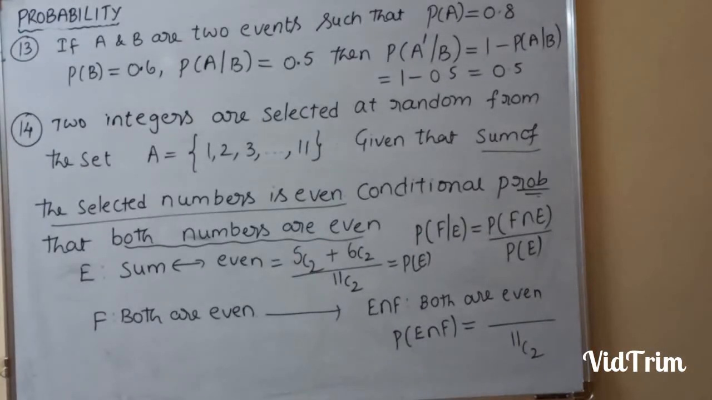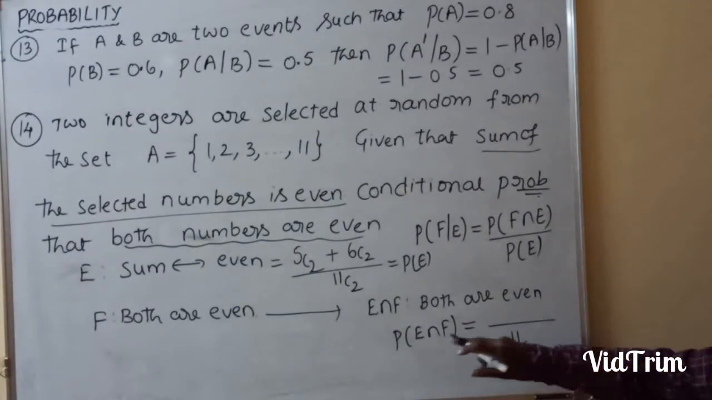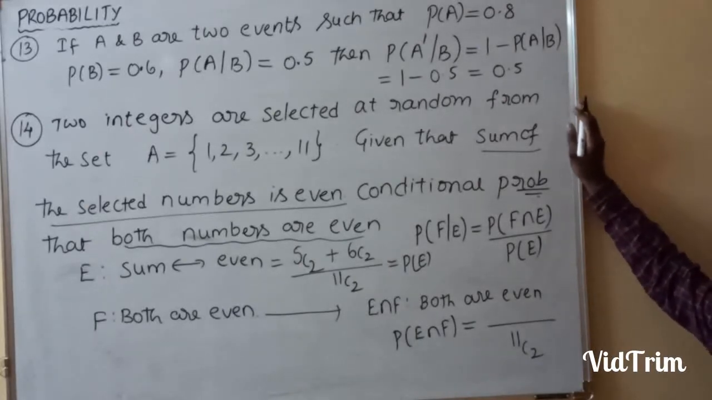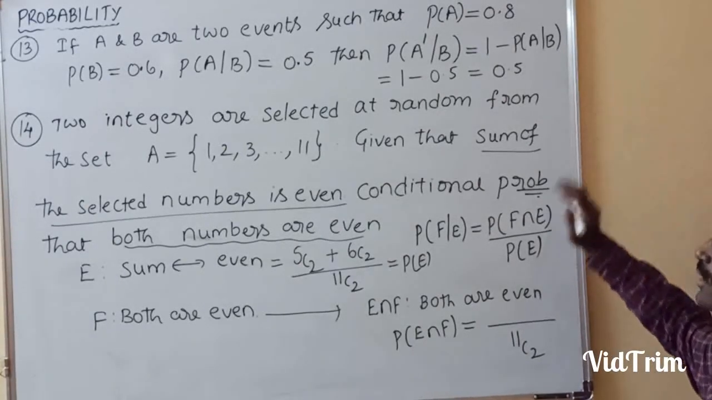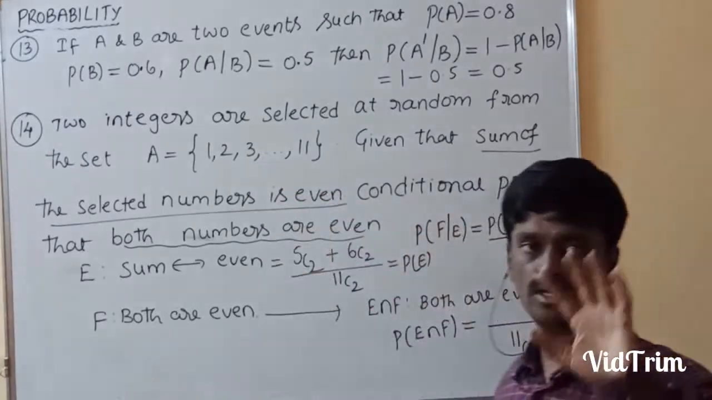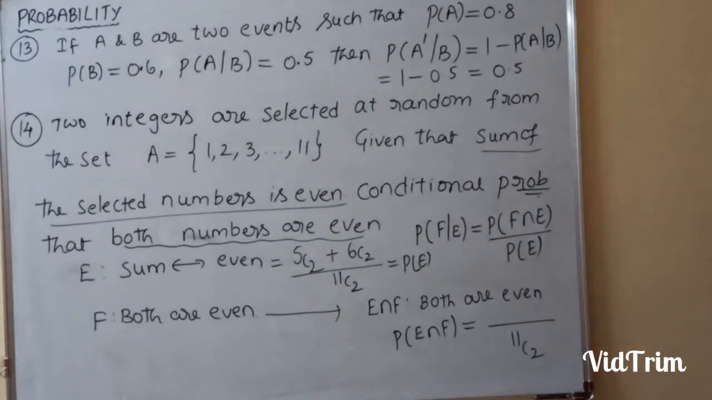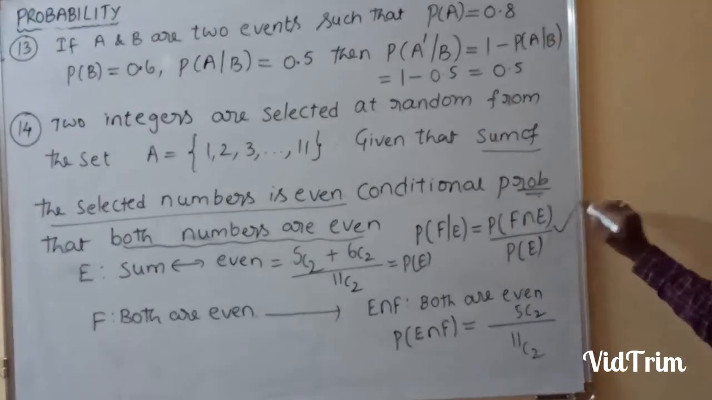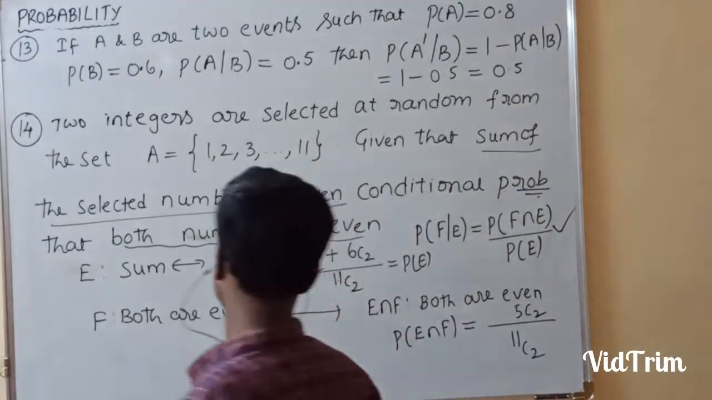and this E intersection F event happens when both numbers are even. Whatever you are selecting, two numbers are even. Out of 11 numbers, 5 are even. So then we have to select how many even numbers? 2 even numbers, which can be done in how many ways? 5C2 ways. So substitute in this formula and you will get the final answer.